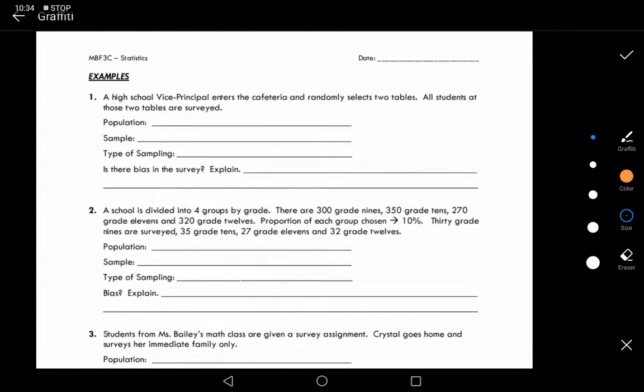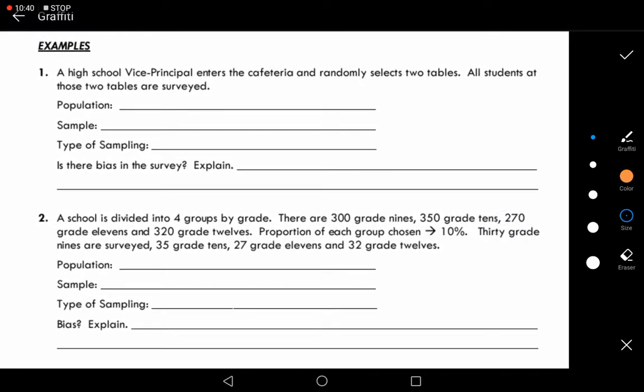So let's go through some examples. This first example says a high school vice principal enters the cafeteria and randomly selects 2 tables. All students at those 2 tables are surveyed. So the population here would be all of the high school students in the cafeteria, right? Population: high school students. The sample that he chose were the people sitting at selected tables.